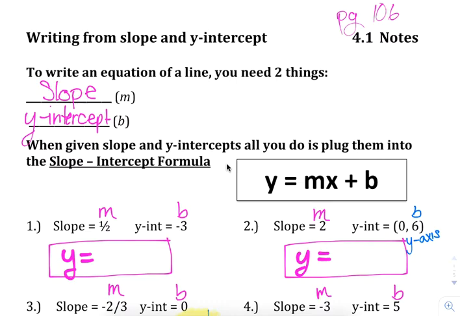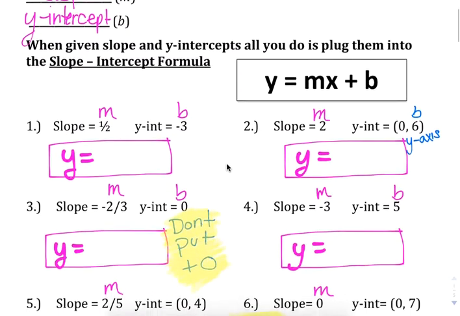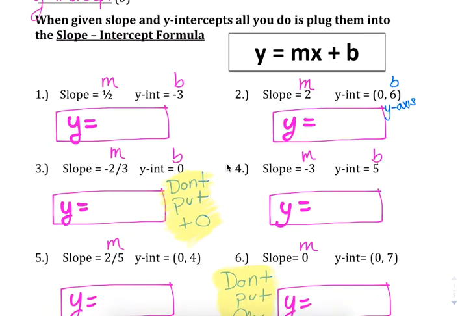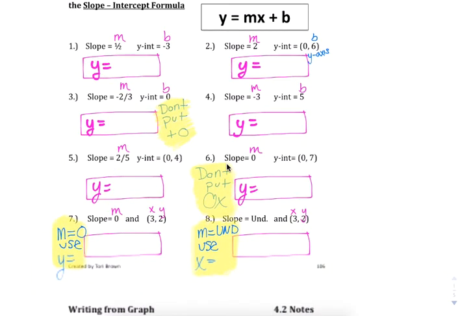Hey guys, we're here with the notes for 4.1. We're going to be writing equations from a slope and a y-intercept. So basically the two things that you're going to need today are your slope, which is your m, and your y-intercept, which is your b. I'm going to go ahead and scroll out for just a quick second, pause, write what you see, and then we'll get started.